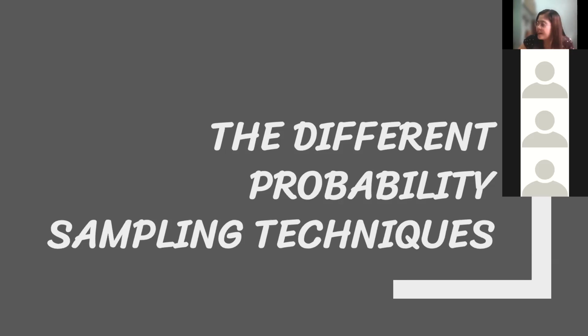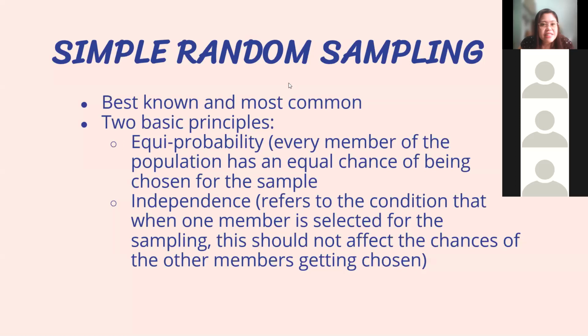So we have here the different probability sampling techniques. The first one is the simple random sampling. So this is best known and most common. Naa tay two basic principles when you say simple random sampling. The first one is equiprobability, meaning since this is a probability sampling, then everybody has the equal chance of being chosen in your study.